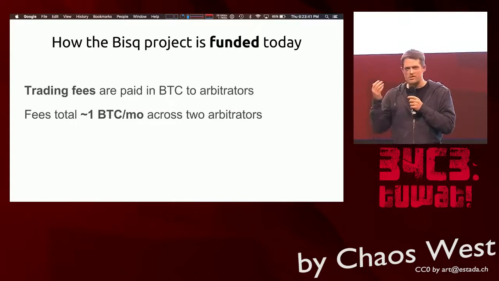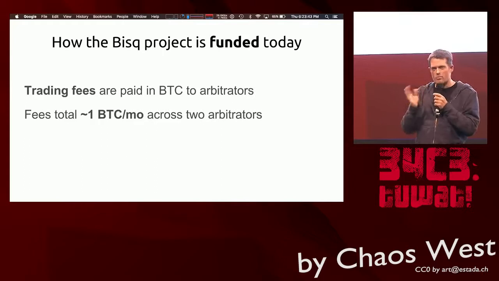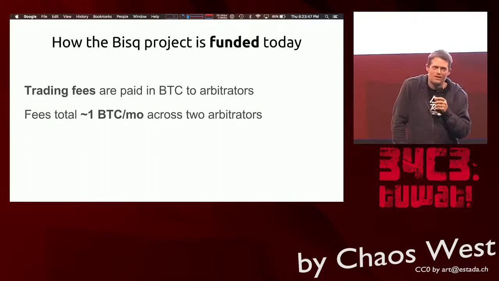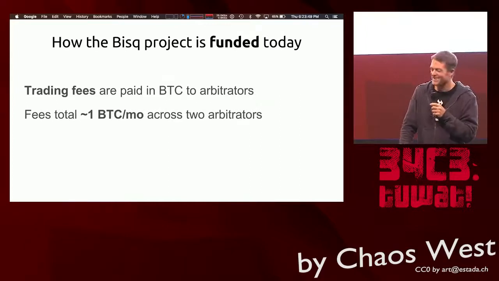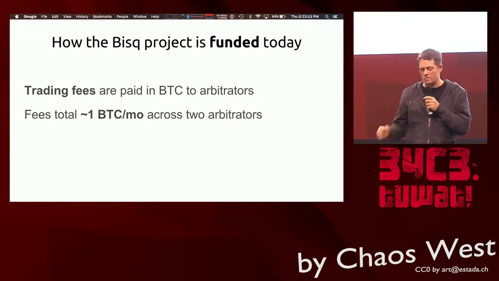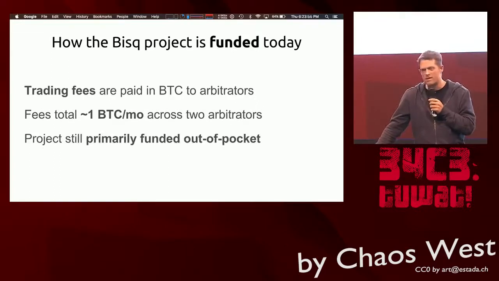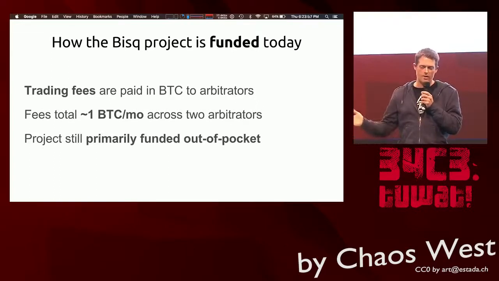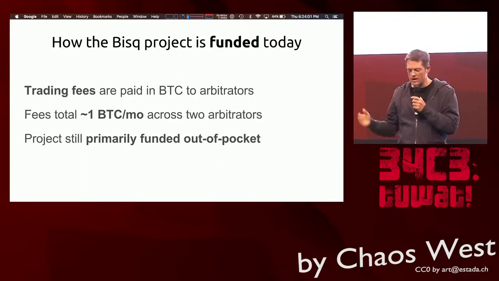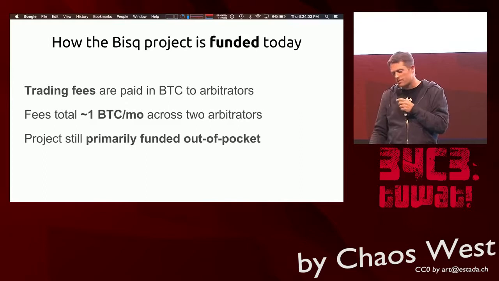And those fees have averaged about 1 Bitcoin per month. And up until this last month or so, that wasn't enough to pay the bills. Over the last month, the price has gone up so high that we actually could start to pay the bills. But primarily, it's been funded out of pocket. We've been growing and making a bit more money as we go, but it hasn't been enough. Maybe we're starting to turn that corner now.